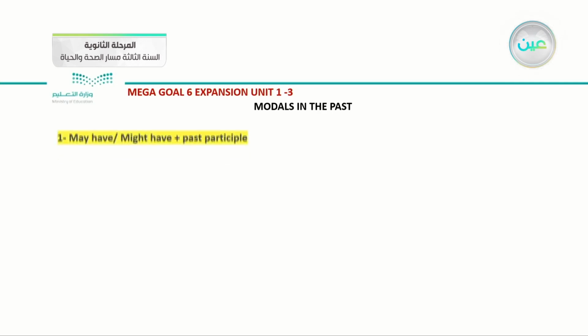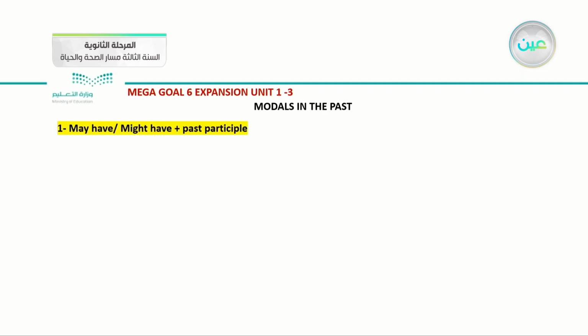Okay, let's check together. For example, we have may have and might have. May have and might have are the same, followed by the past participle. Pay attention that I'm talking about a past situation. So when I want to use may have or might have, I should follow it with the past participle. This is the usage of it: I use it to suggest uncertainty or possibility about the past. So when I use these two modals, I want to give a suggestion about a possibility in the past.